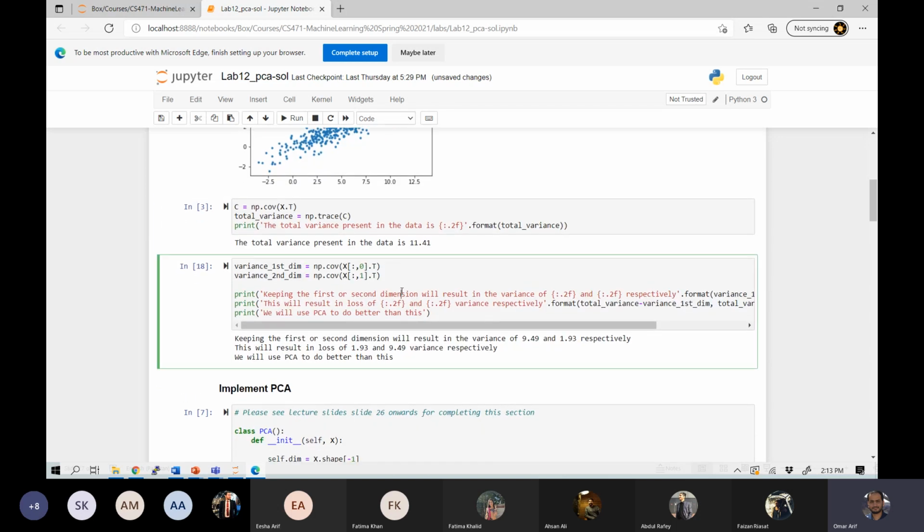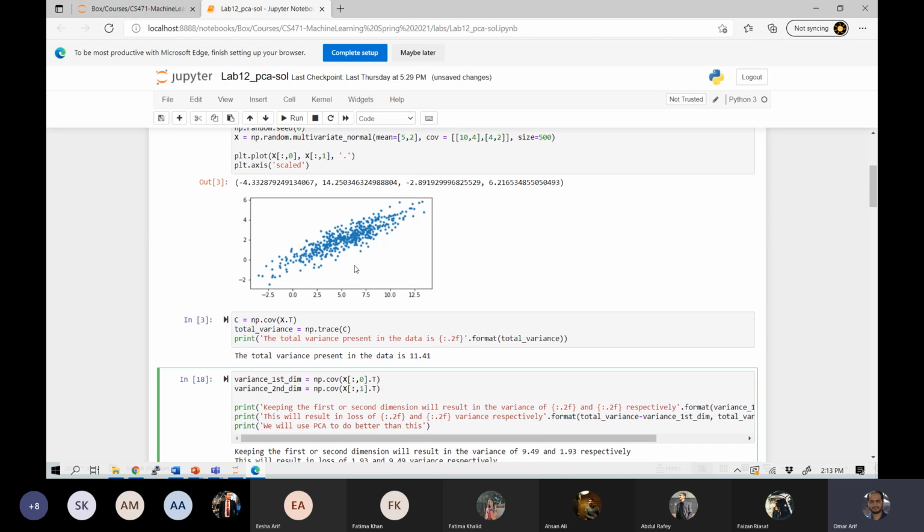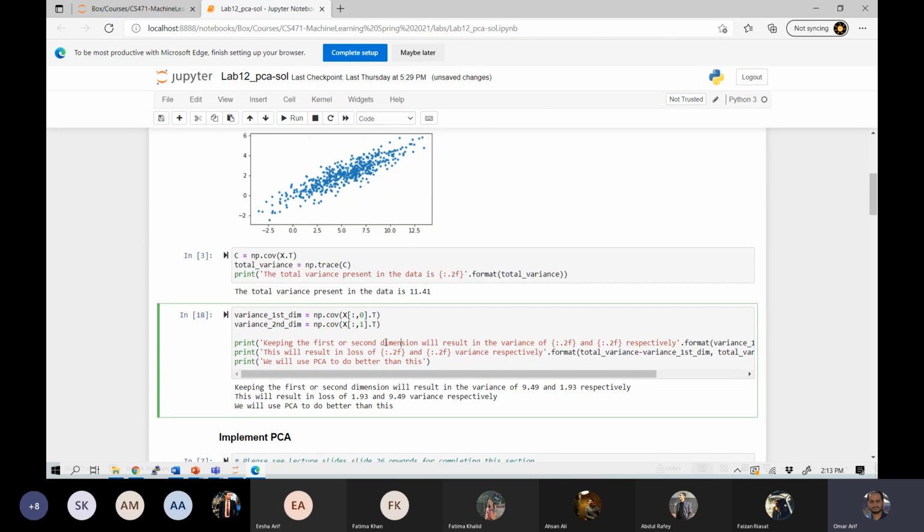And the next cells actually tell us that if we retain the first axis or retain the second axis, what is the loss of variance as a result. For example, if we keep the first one and ignore the second dimension, basically only keep the x-axis of all these data points, then the variance loss is 1.93. And if we keep the second and ignore the first one, then the variance loss is 9.49. And we will see that once we apply principal component analysis, and then using those rotated axes, we keep the axis with the maximum variance, we will see that the loss of variance would be much smaller than these losses.